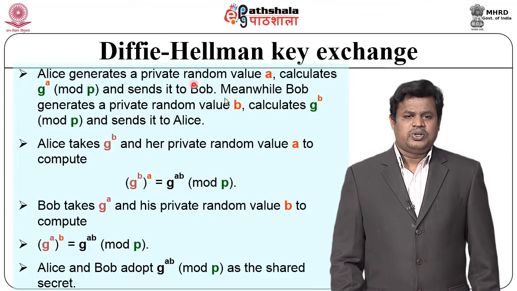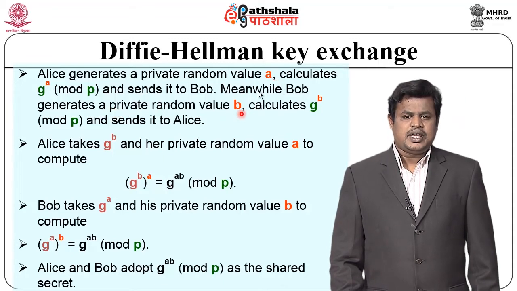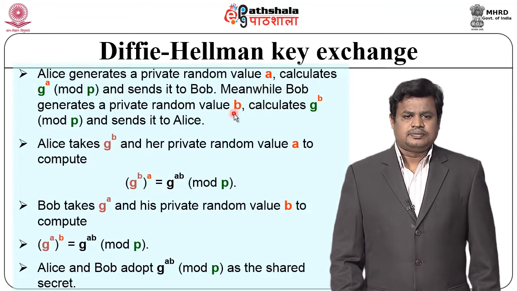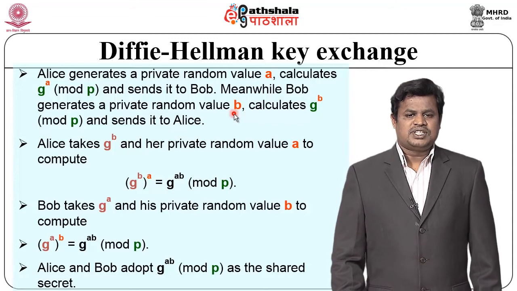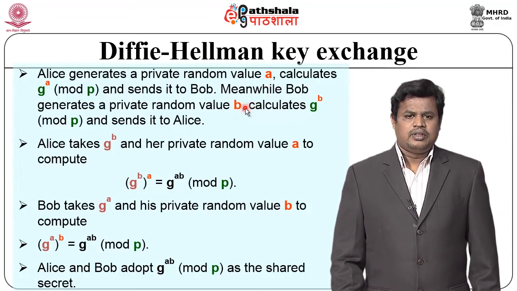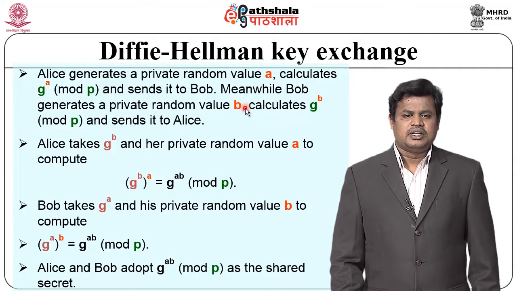So, once they are able to generate, the thing we need to remember here is that SA and SB should be kept secret, because A and B of either Alice or Bob should not be shared in public.